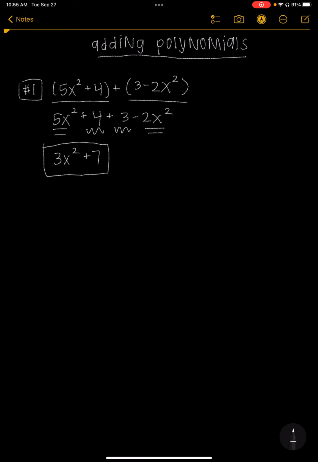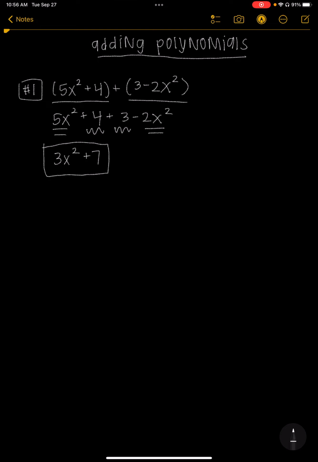Now, a couple of things. Notice that I underline them different ways. That's just a trick that I use. You can use it too to see which ones are like terms. So I underline the x squareds with a double line, and I underline the things without the x squareds with a squiggly line. Totally up to you, but sometimes that makes it easier to see the like terms before you add them together.